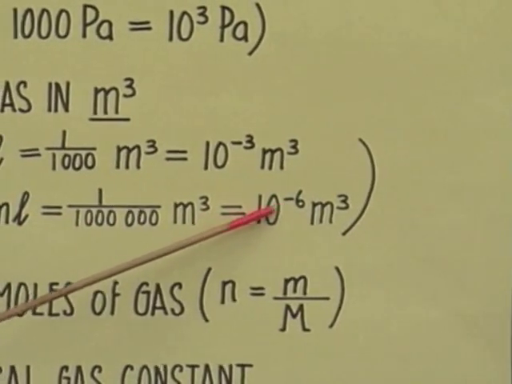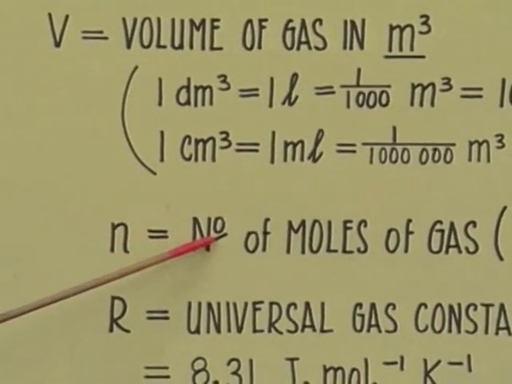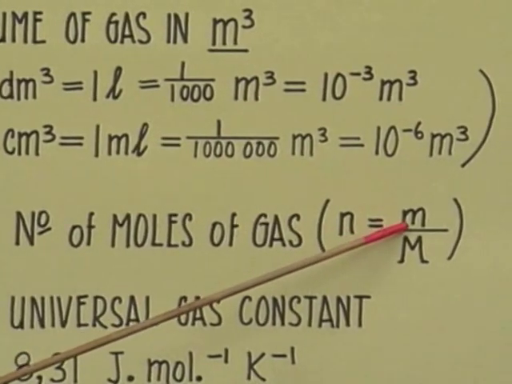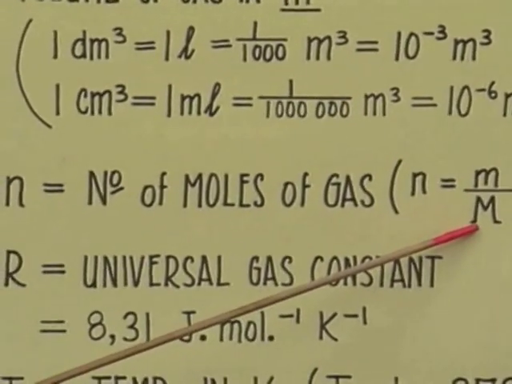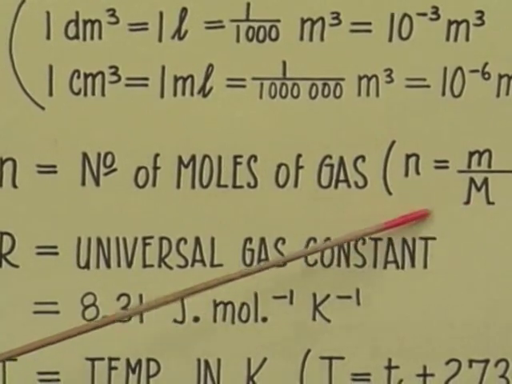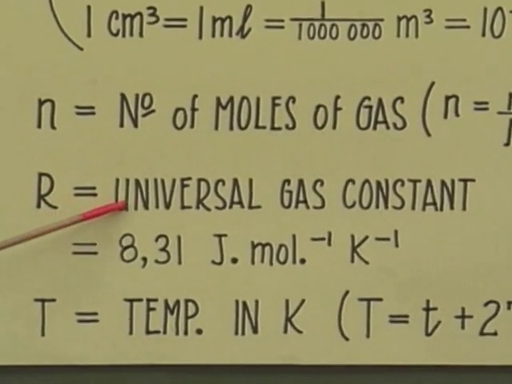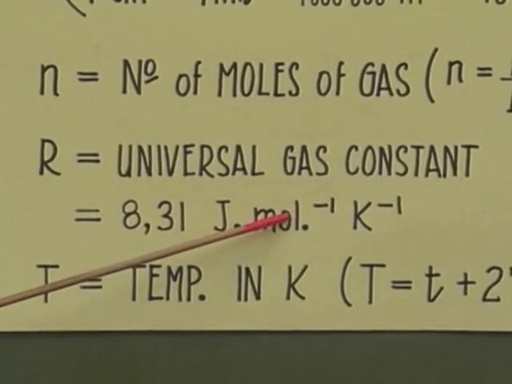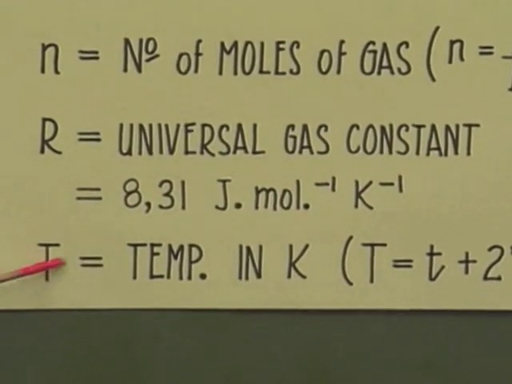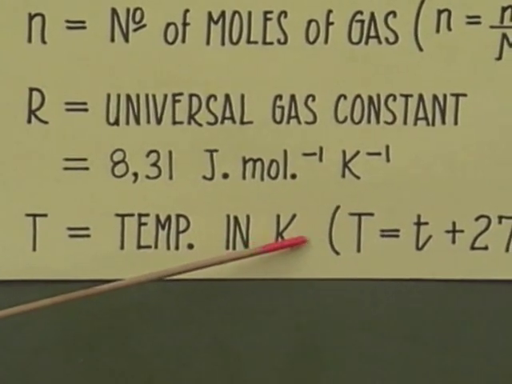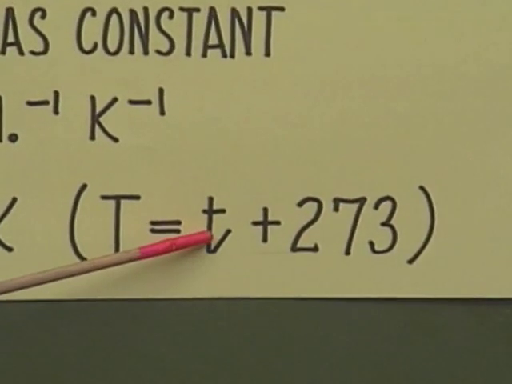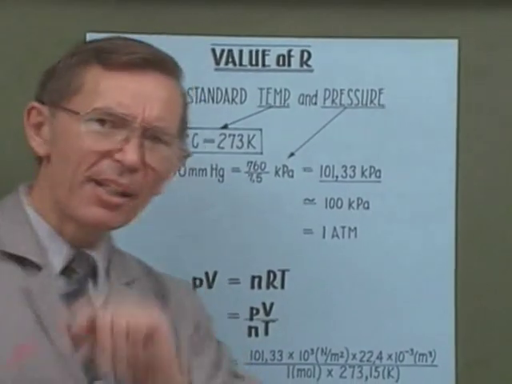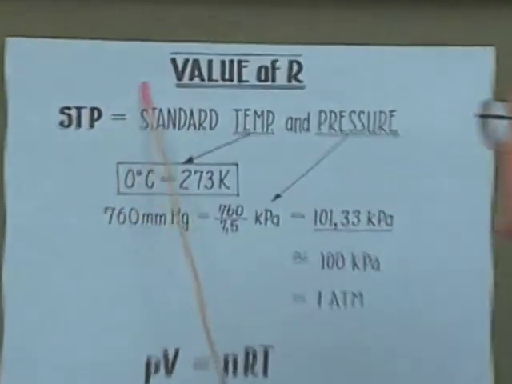n is the number of moles of gas in the container, and we use this formula, where m is the mass of the gas in grams, and capital M is the molar mass, or the mass of 1 mole of gas. R is, of course, the universal gas constant with a value of 8,31 joule per mole Kelvin. And T is the temperature in Kelvin, so we have to add 273 to the Celsius reading to express our temperature in Kelvin. Let us calculate the value of R.